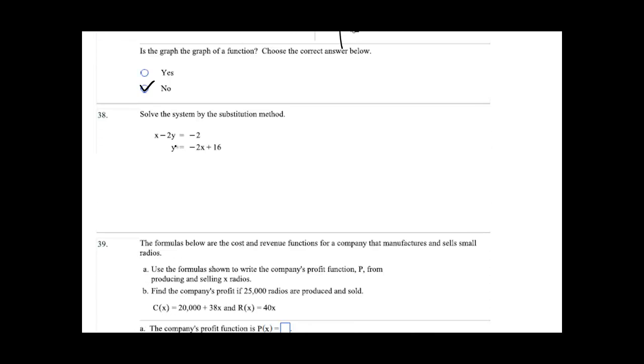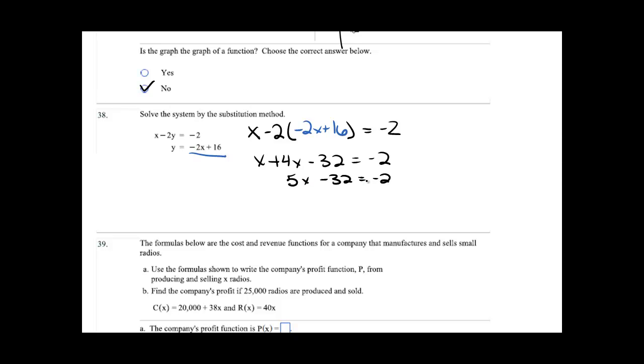Because they've already solved for y for us, it makes sense to plug this in the top equation. So we'll have x minus 2, and instead of y, leave parentheses, equals negative 2. We're plugging in this negative 2x plus 16. We'll go through and distribute to get rid of our parentheses, so plus 4x minus 32 is negative 2. Combine like terms. 5x minus 32 is negative 2. Move the 32 over, so plus 32 on both sides. 5x is 30. Divide both sides by 5. And we get x is 6.